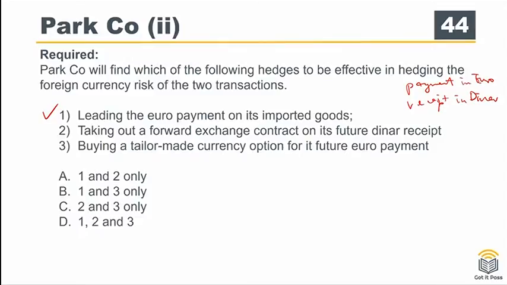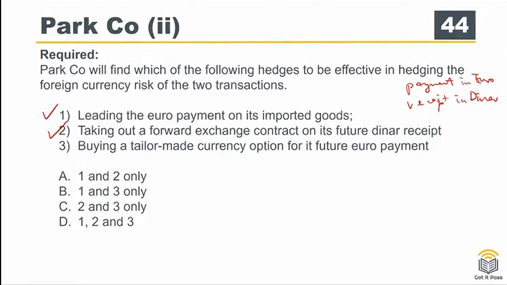Okay, definitely you can pay earlier to your supplier, because they are more than happy to receive the money from you right before or much before the due date. The second statement is taking out a forward exchange contract on its future dinar receipts. Yes, it's possible to do it.